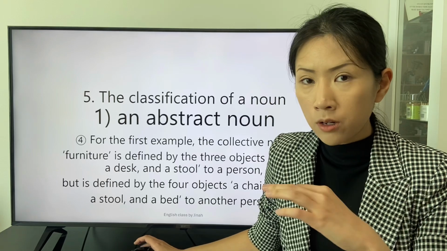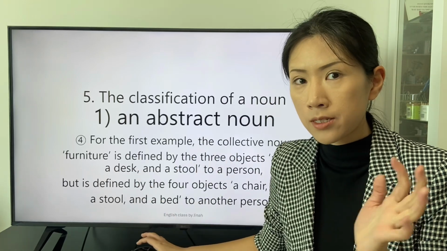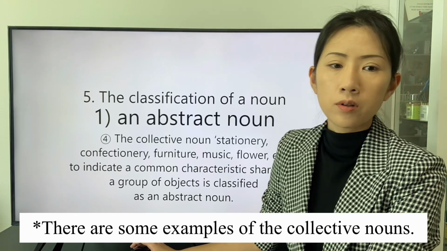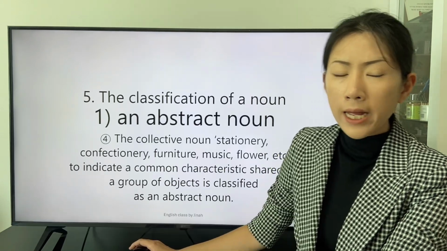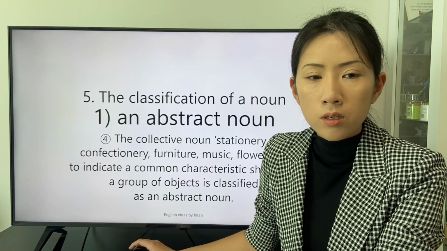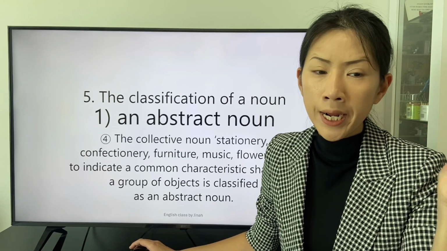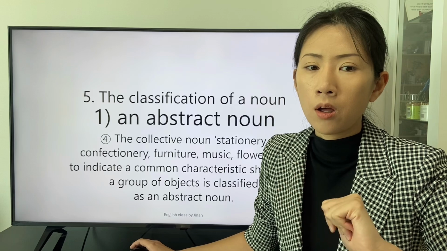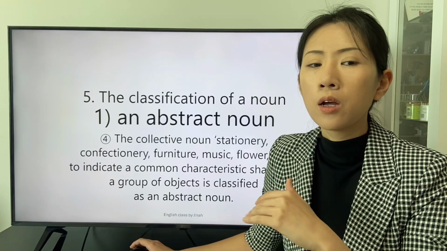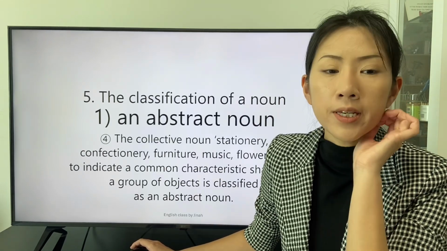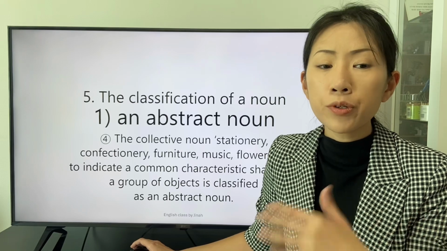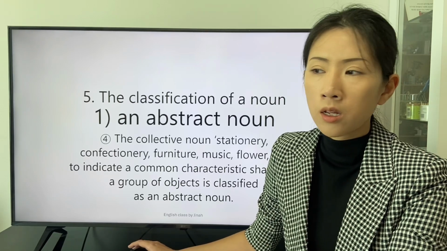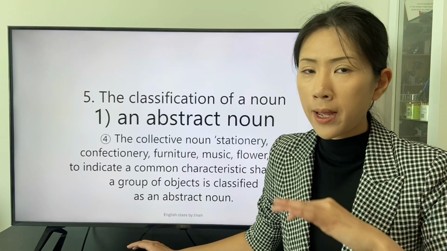So the collective noun is classified as an abstract noun. There are the collective nouns: stationery, confectionery, furniture, music, flower, etc. A collective noun used to indicate a common characteristic shared by a group of objects is classified as an abstract noun. We studied about the furniture.